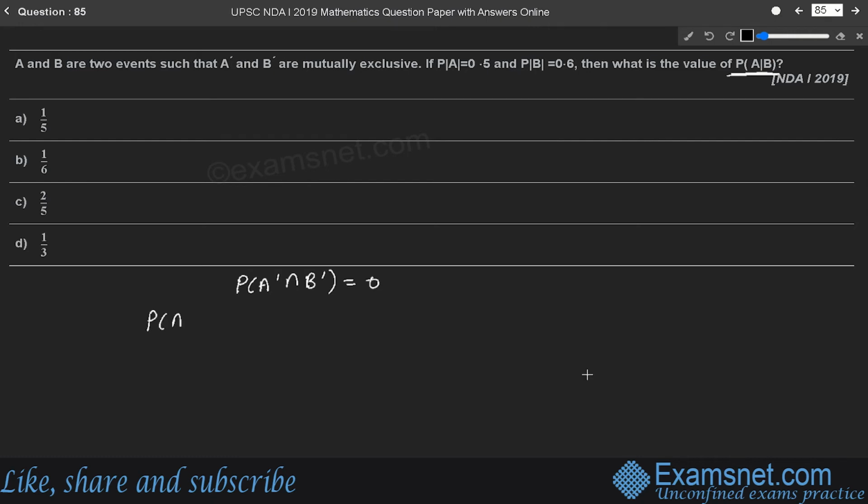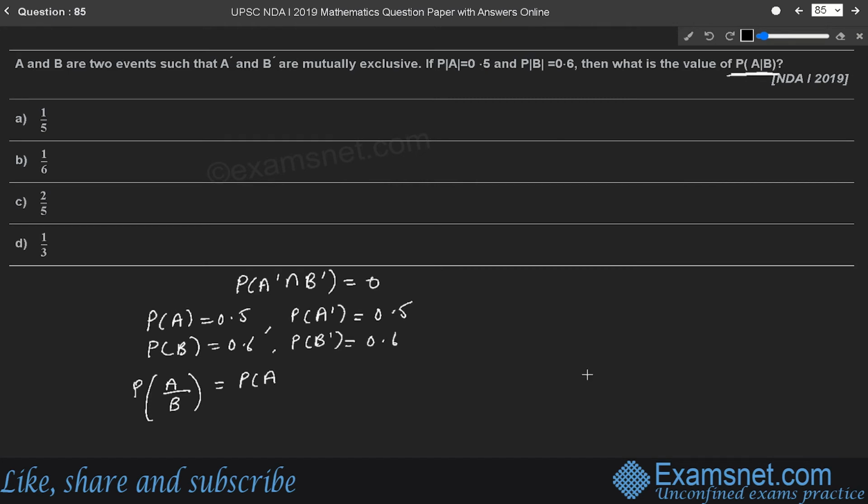And the values are given. P of A is equal to 0.5. It means that P of A complement will be equal to 0.5. P of B is given, which is 0.6. It means that P of B complement will be 0.6. Now, P of A by B will be equal to P of A intersection B upon P of B, using the conditional probability. So it can be further written as 1 minus P of A complement union B complement upon P of B.